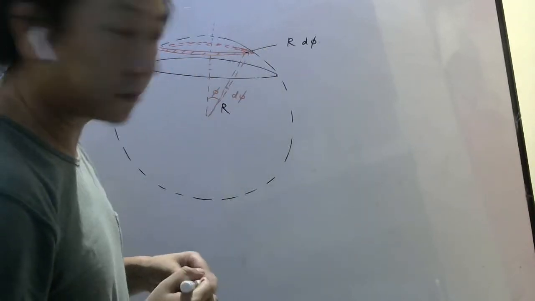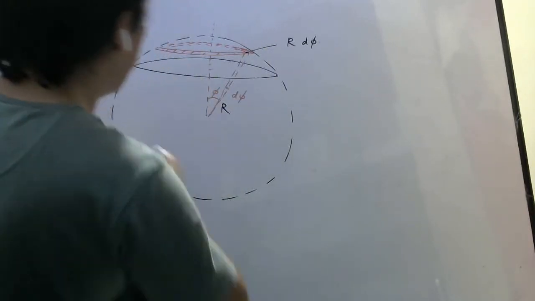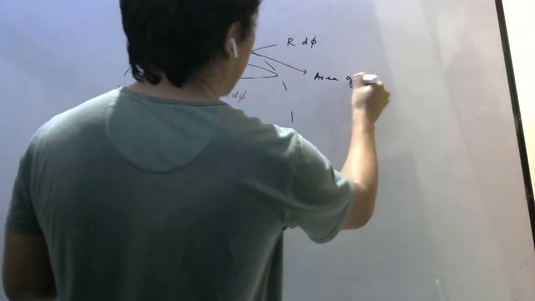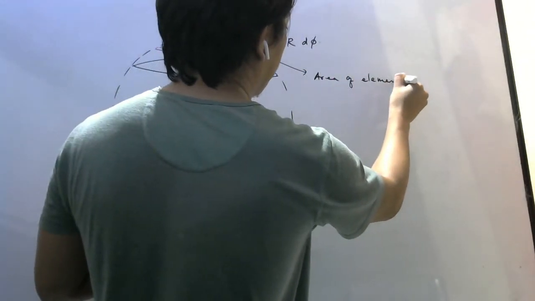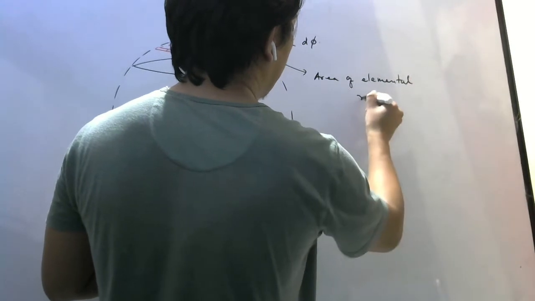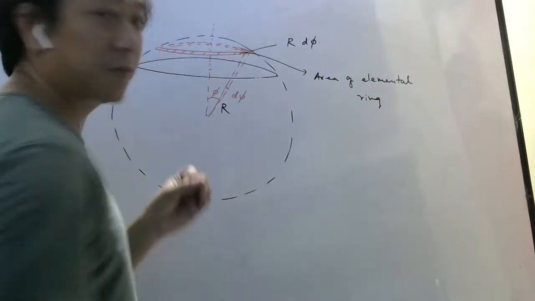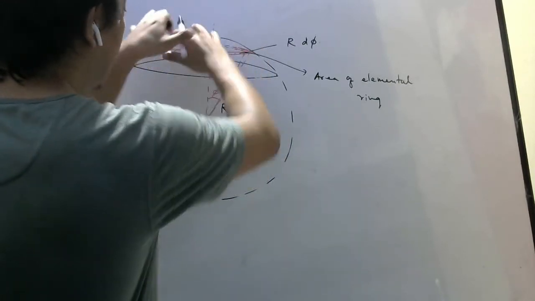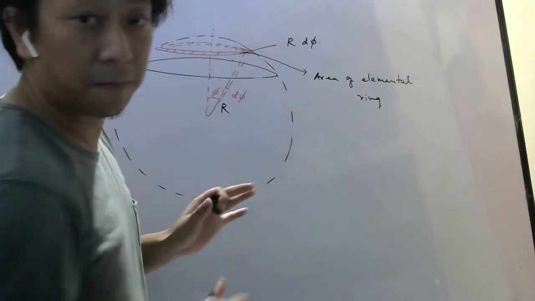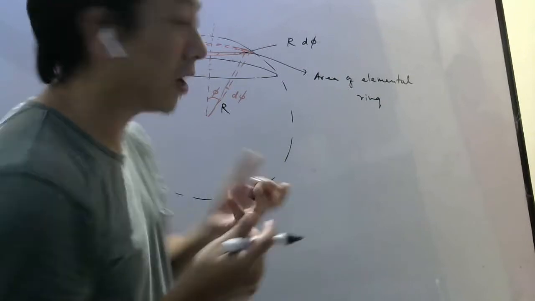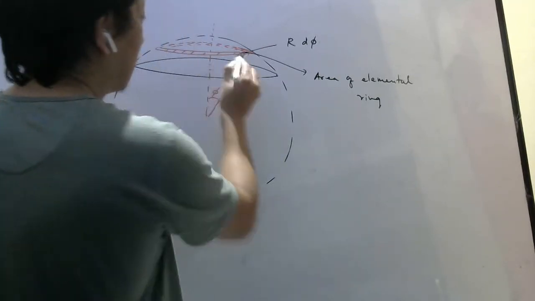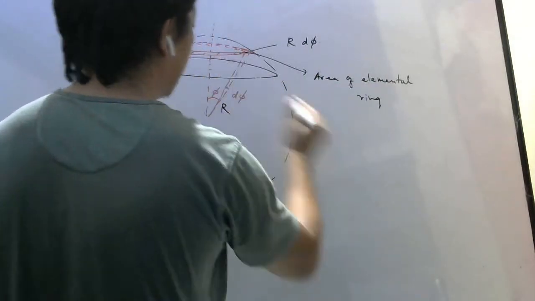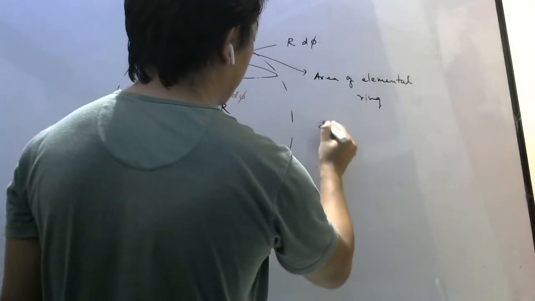Now, what will be the area of this small ring? So the area of the elemental ring. Element means what? Basically a part of this. I am interested to know the area of this cap, directly though I don't know it. So I am trying to find first the area of this ring in terms of given quantities. So the area of the elemental ring will be, let us say, dA.